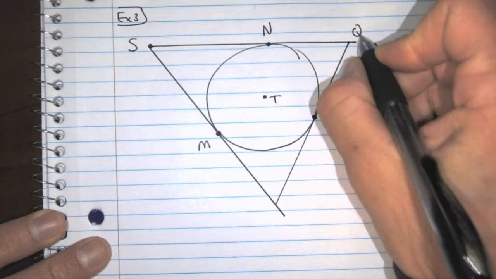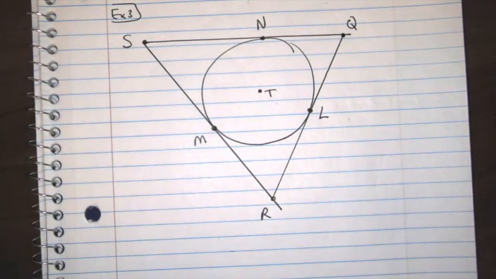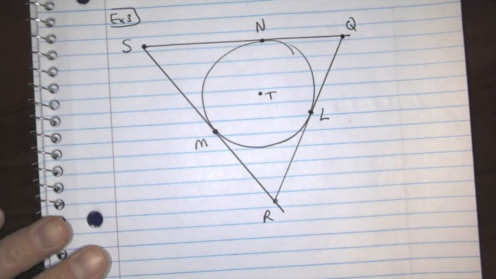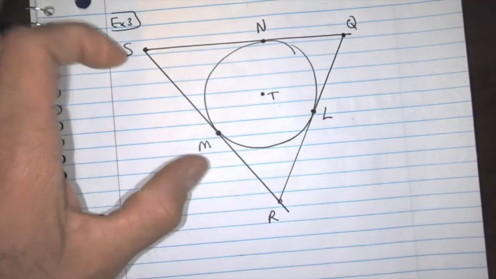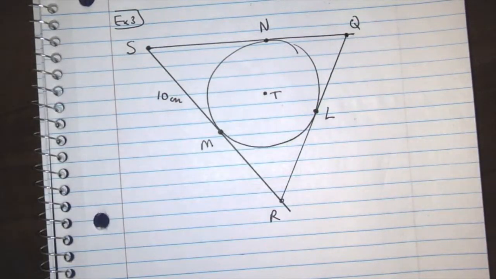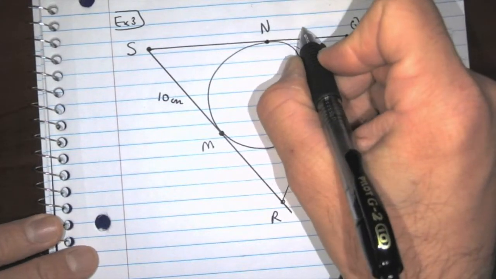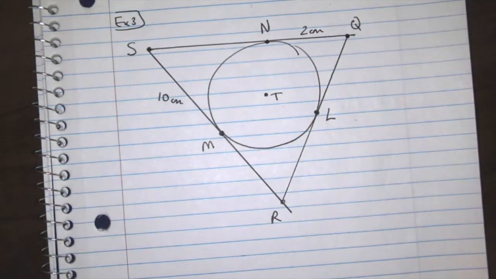Alright, we're going to put Q up here. Let's put this point R down here. And I'm going to give you a whole bunch of distances. I'm going to tell you that from S to M is 10 centimeters. N to Q, I'm going to tell you, is 2 centimeters.